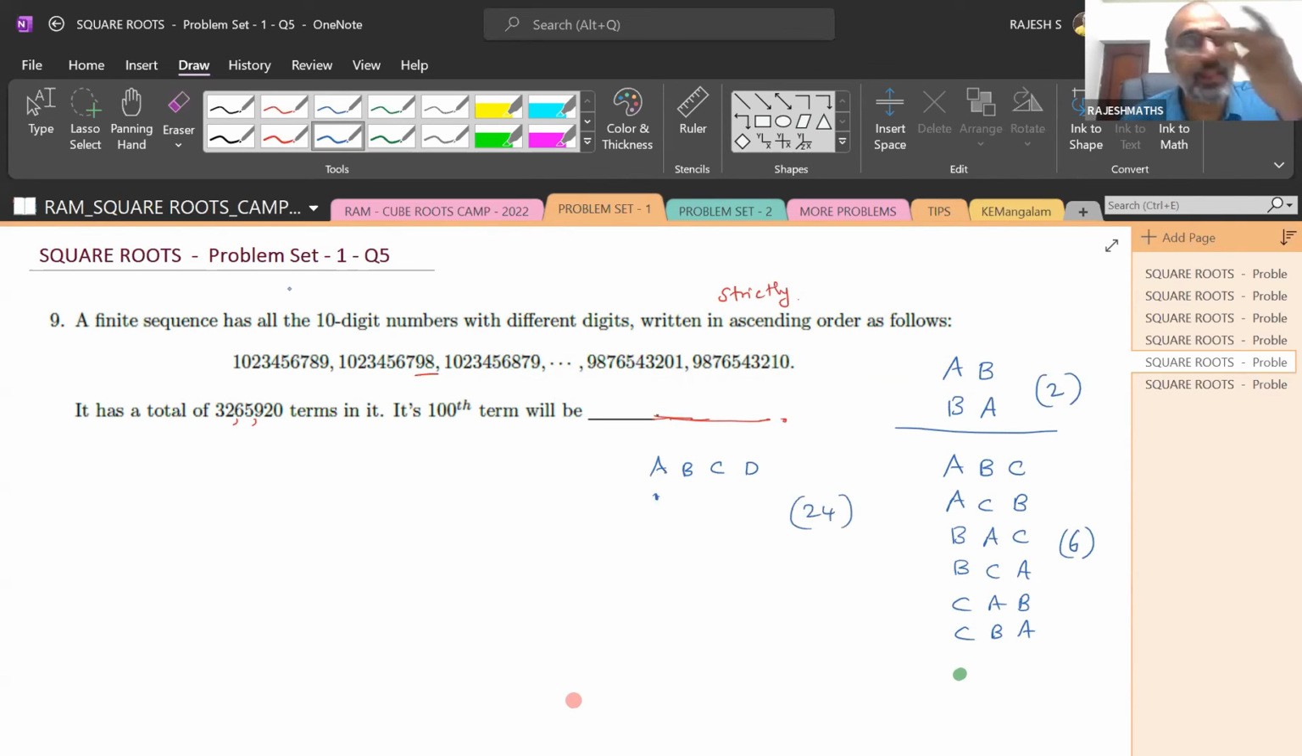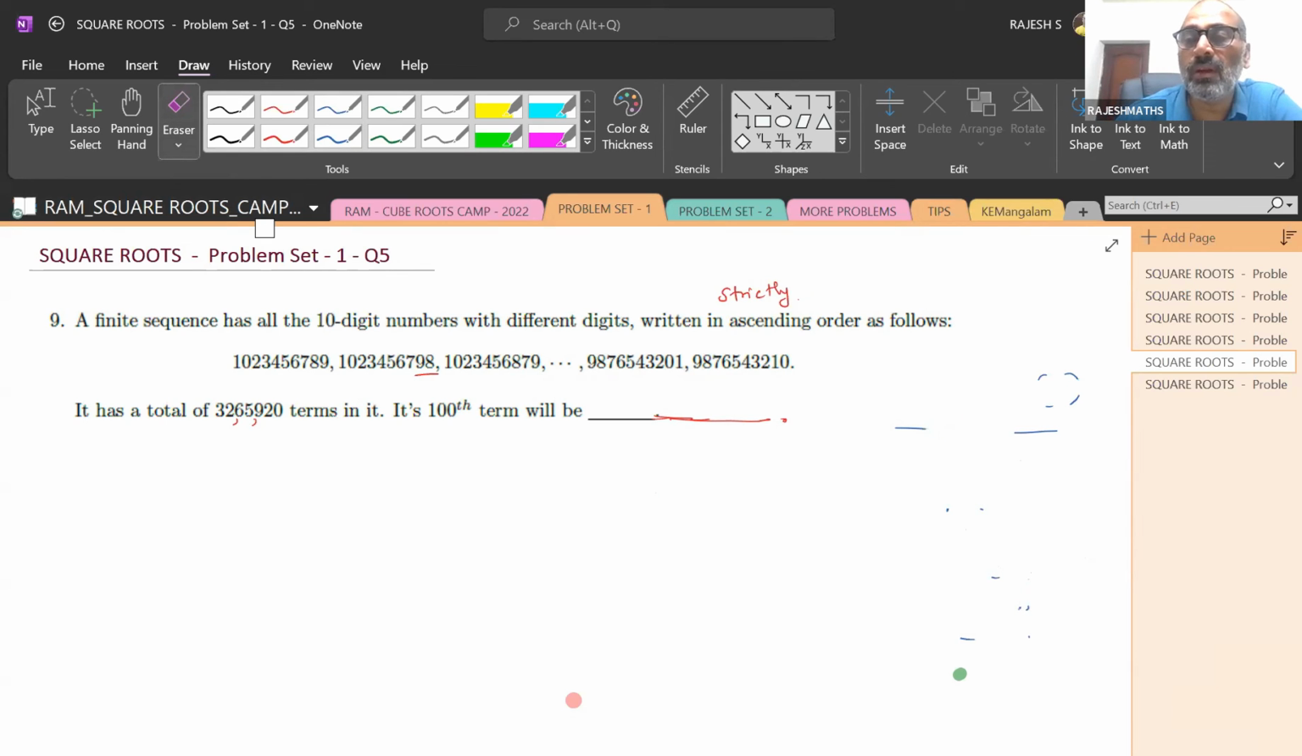In fact, we can say it is the factorial. Factorial is the product of the first so many natural numbers. So 2 terms you can permute in 2 into 1 ways. 3 terms you can permute 3 into 2 into 1, 6 ways. 4 terms, 24 ways, right? Okay, why is this important? Because of course you have 10 digits. All the 10 digits you cannot permute because 0 cannot be the starter of the 10-digit number, right?